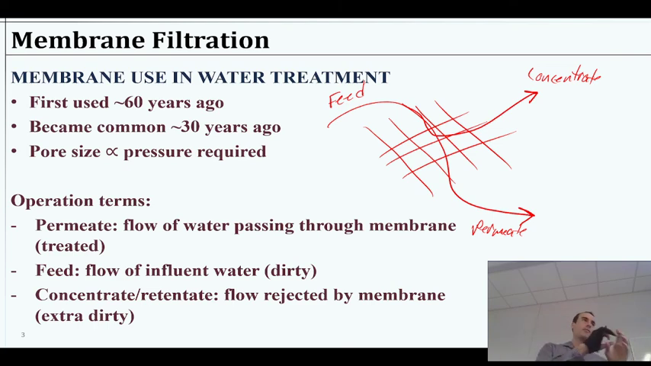Normally, if you take a pipe and split it two different ways, the concentration won't change. It's just two different directions, right? Same water. With a membrane, we can do that, but then control how much is going one way versus the other. And so this would be that. That's what I'm referring to when I say concentrate or retentate. That's the stuff that was retained and did not permeate through. And as I say here, this is extra dirty. If the feed is dirty water, then the concentrate is extra dirty.